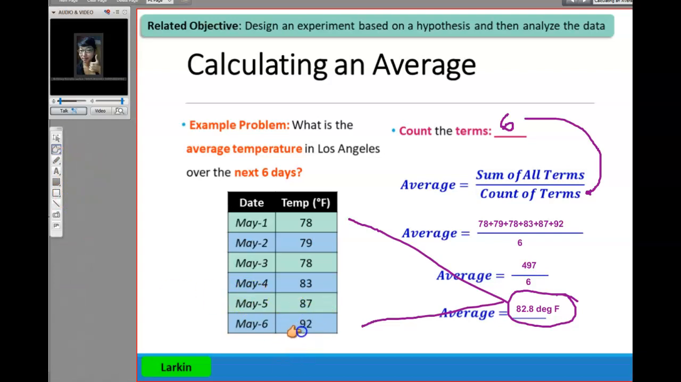I do not feel good about May 6th, though. I'm going to tell you that right now. The day after is even hotter. I chose not to include that in our average.